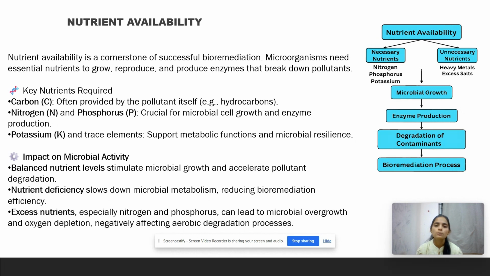Carbon is taken from the contaminants themselves. Nitrogen and phosphorus are very essential for microbial cell growth and enzyme production. Potassium and other trace elements are also very necessary for metabolic functions and microbial resilience. So balanced nutrient levels accelerate pollutant degradation and further the bioremediation process.